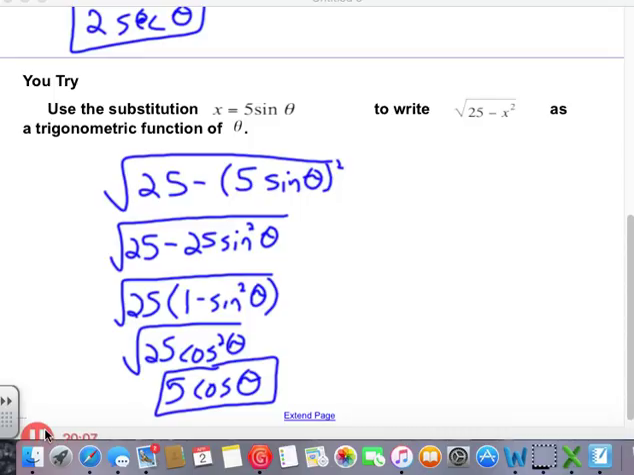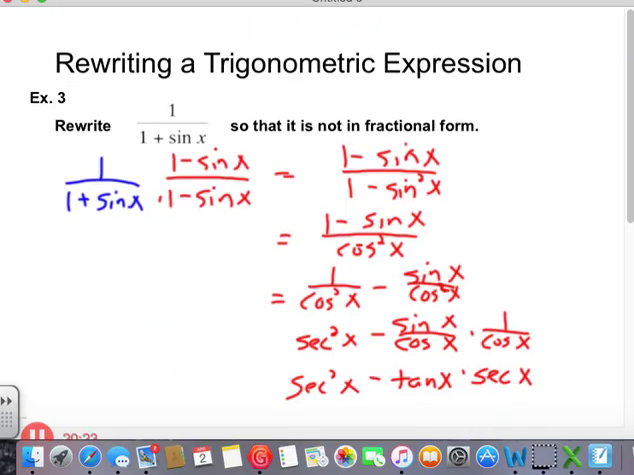So we've got the square root of 25 times the cosine squared of theta. And then you just take the square root of 25 and get 5. And the square root of cosine squared is just cosine. So our answer is 5 cosine theta. Again, I know these are a little tricky, but you just have to use some trial and error and use some of these strategies.